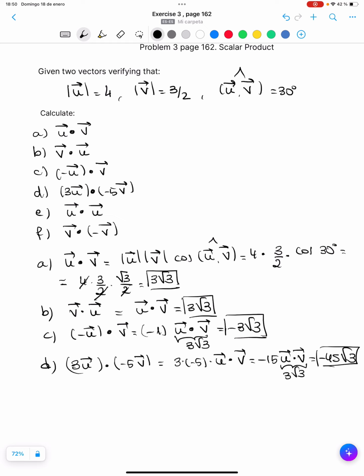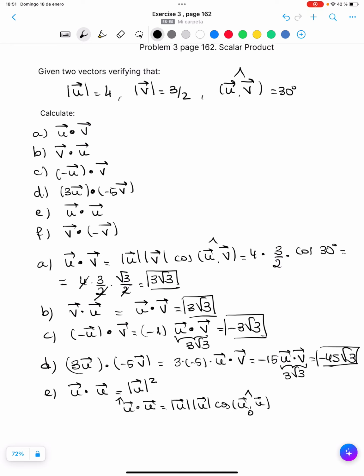To finish the exercise, we have E. Here, we have the scalar product of u and itself. We saw one of the applications of the scalar product in class, the second one, that says that the scalar product of one vector by itself is equal to the square of its magnitude. This is a consequence of the definition of the scalar product, because the scalar product of a vector by itself is equal to the magnitude of the first vector, that is u, times the magnitude of the second, that is also u, times the cosine that the vector makes with itself.